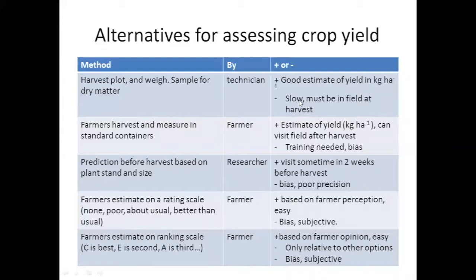But the disadvantages are a lot when you have large numbers of farmers, because it's a slow process and the technicians or field staff who are collecting the data have to be in the field right on harvest day.